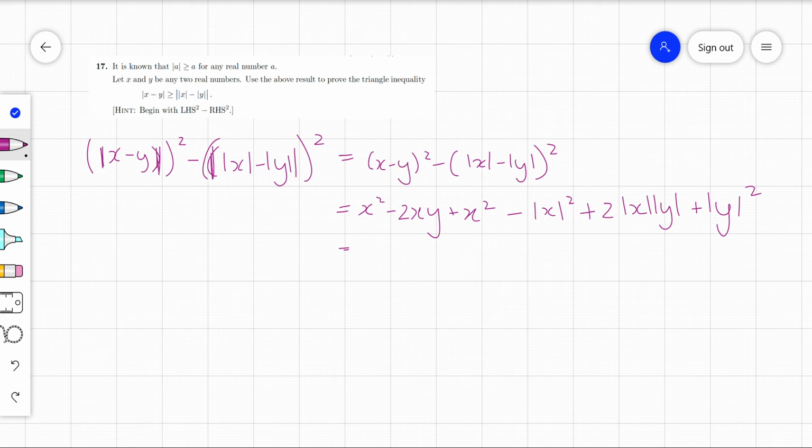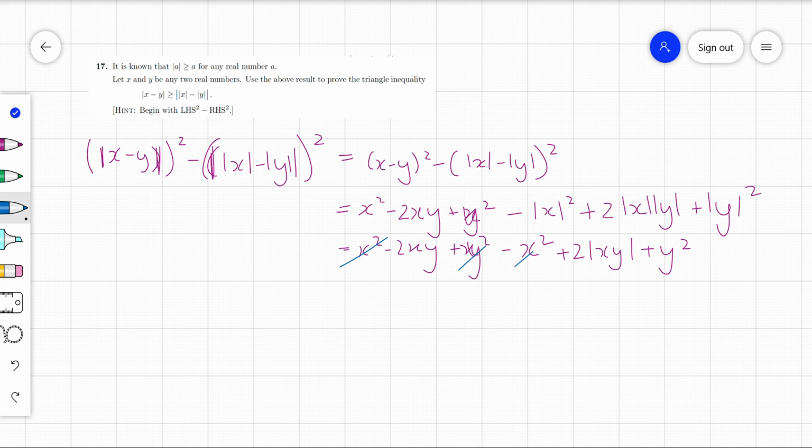So what do we get? We get x squared minus 2xy plus y squared, sorry, I've changed it to an x. There we go. Now, absolute value of x squared is the same as x squared. Here we've got 2xy. And absolute value of y all squared is the same as y squared. We don't need the absolute value if we're squaring because we know it will become positive. So you can see the x squared will cancel with minus x squared.